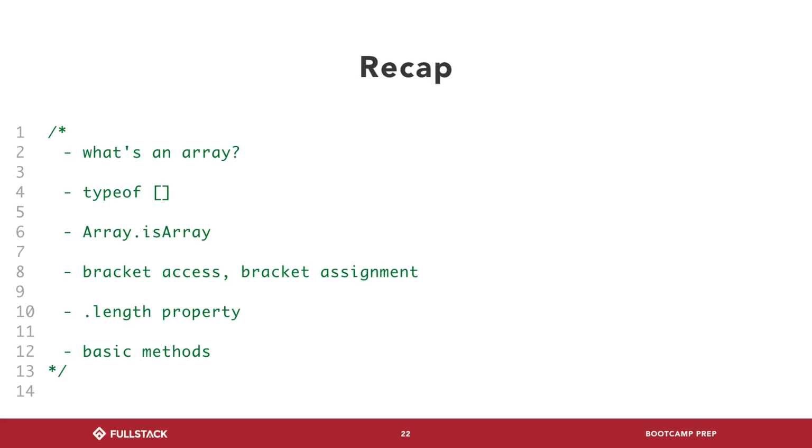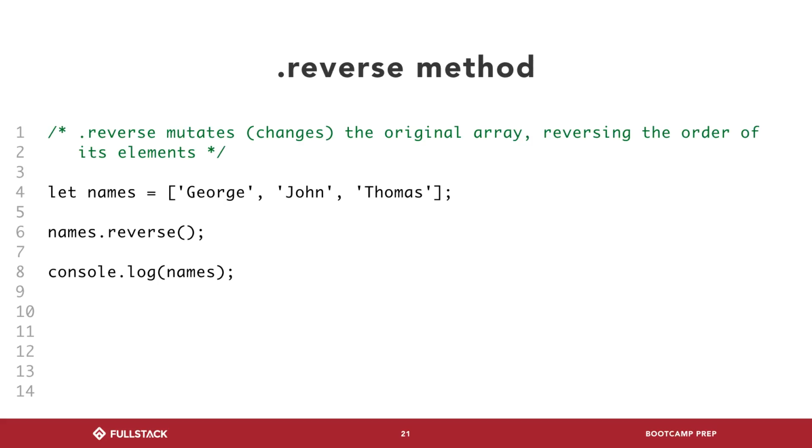And that's it. Oh, sorry. What was that? It was Thomas, John, George. John didn't really change it. Well, if there's three things, right? If I reverse the order, the second thing kind of stays put.